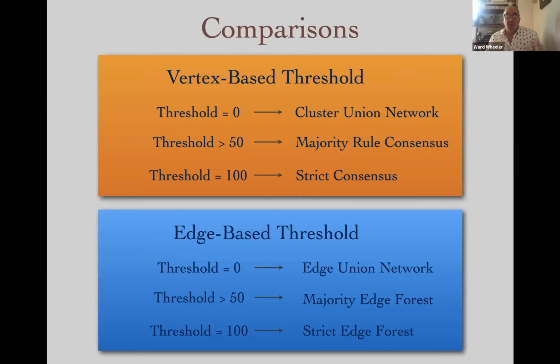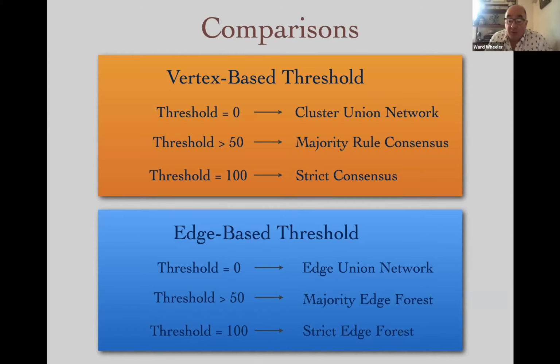So we want to look at how these methods compare to existing methods. Well, if we look at the vertex-based thresholds, if we set the threshold at 0, in the sense that we're going to take every vertex present in every input, that gets us the cluster union network. If we set the threshold at greater than 50% and the inputs are all trees, then we get the majority rule consensus tree. If we set the threshold at 100%, so any vertex present in all the inputs, if the inputs are trees, we get a strict consensus. Of course, if the inputs are more general, we get objects that are not those. But this is how this method maps to some existing techniques.